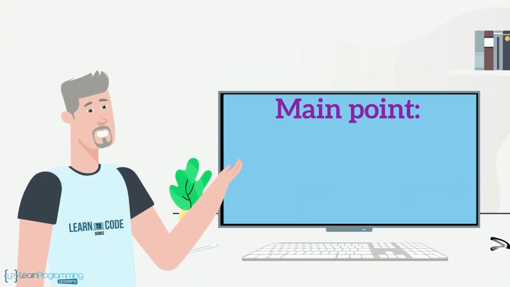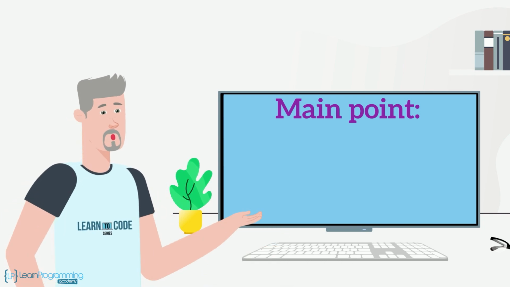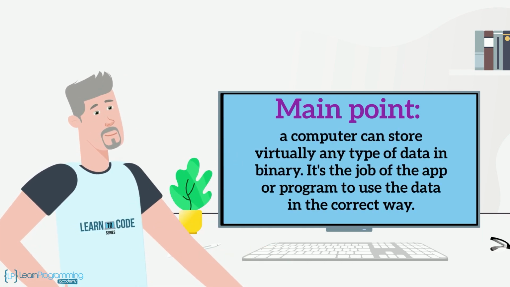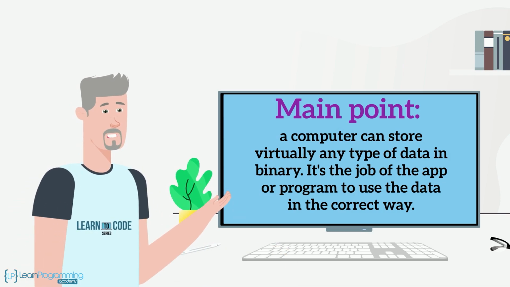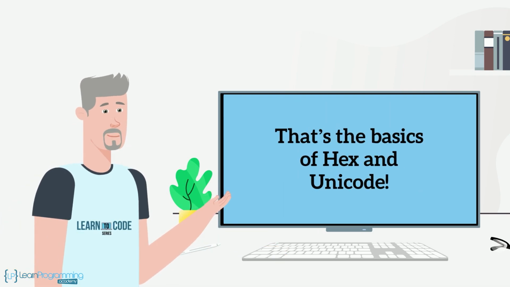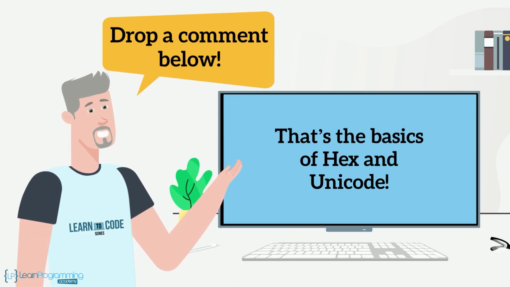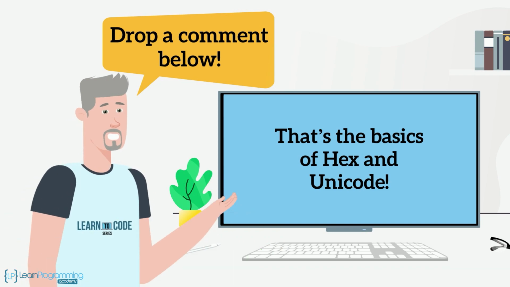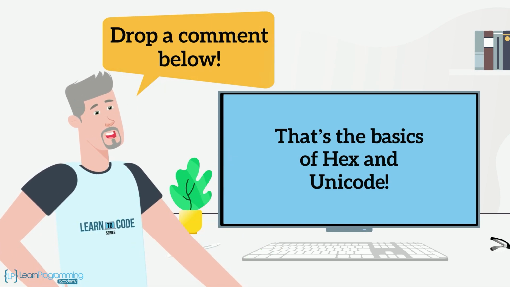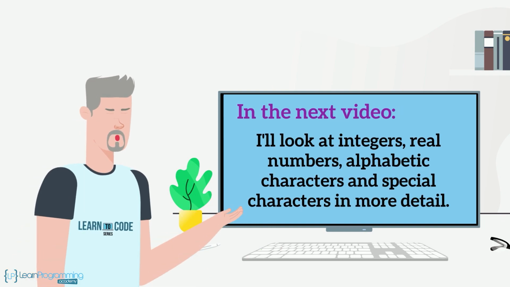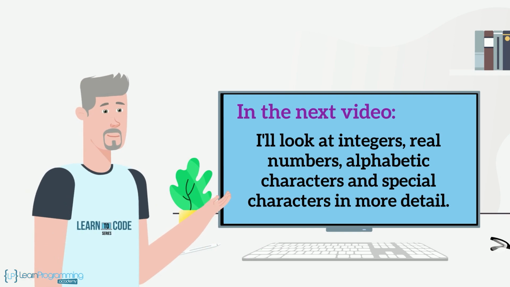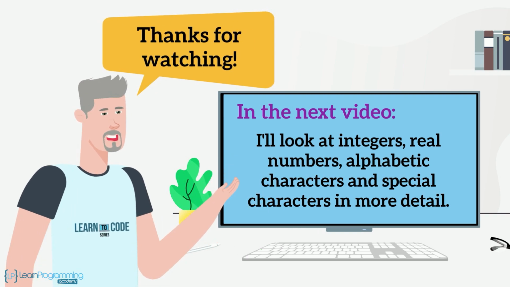Now, I've dramatically simplified things here, but the main point I want to make with binary is that a computer can store virtually any type of data in binary. It's the job of the app or program to use the data in the correct way. Alright, so that's the basics of HEX and Unicode. Drop me a comment in the video and let me know how you found it and whether you've now got a better understanding of HEX, Unicode and ASCII in general. Moving on, in the next video, I'll look at integers, real numbers, alphabetic characters and special characters in more detail. Thanks for watching. See you in the next video.